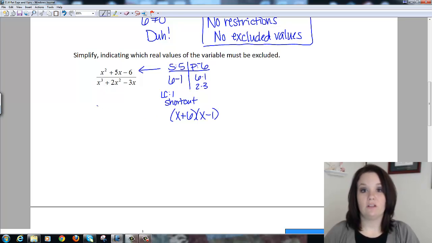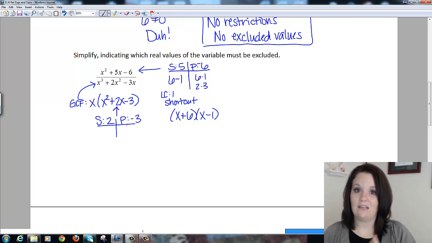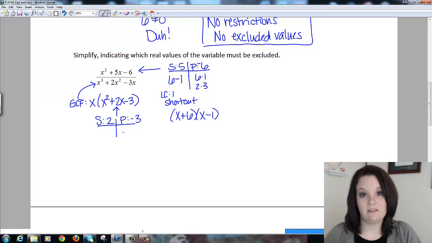Okay. Now I want to look at the denominator over here. First thing I do is take out my greatest common factor, which is an x. When I take out an x, I'm left with x squared plus 2x minus 3. And then I can do sum product with what's in here. If I do sum product here, my sum is a 2, and my product is negative 3. Since it's a negative, again, I need one sign of each, a positive and a negative.